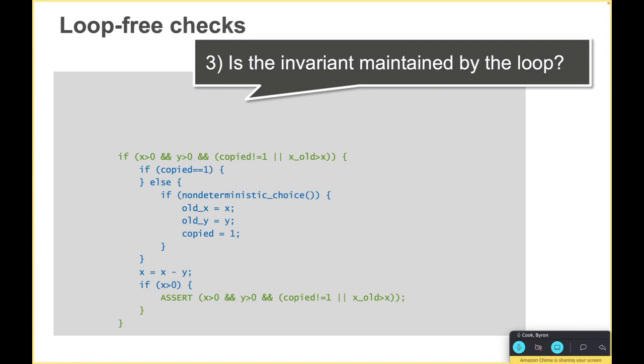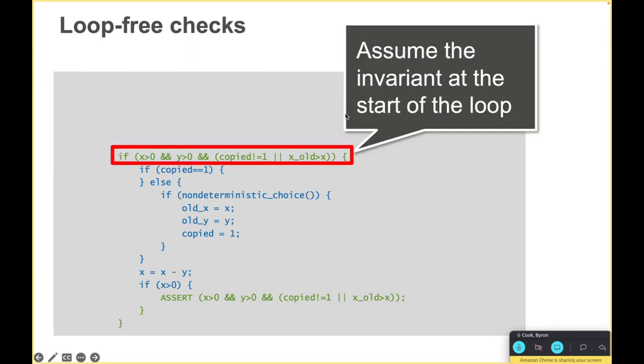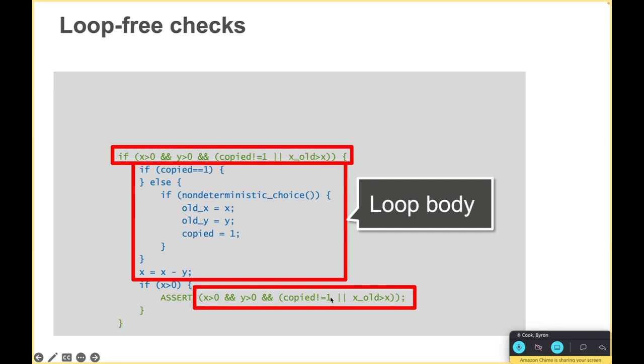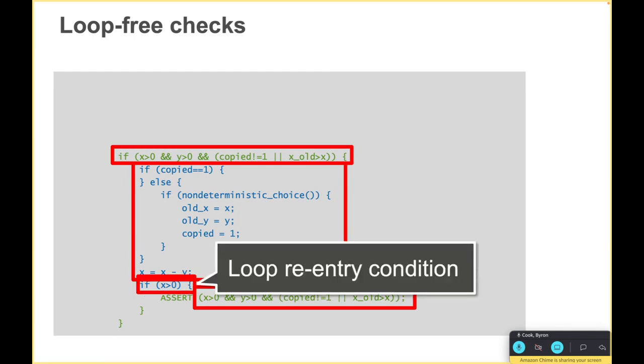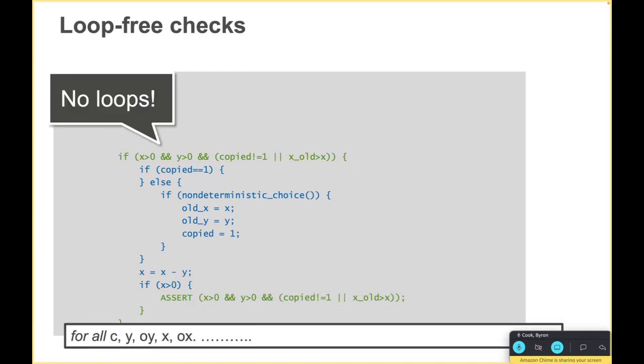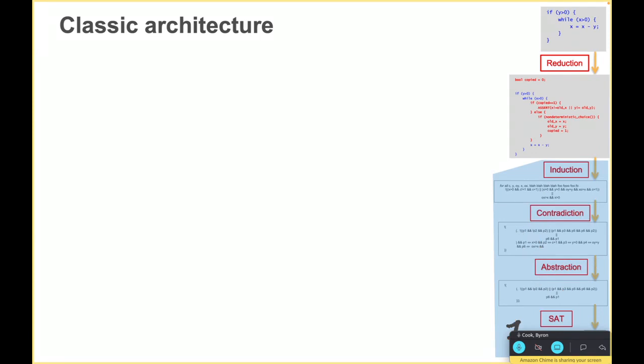And then the third bit is, is the invariant maintained by the loop. And so here I've written a little loop-free program that basically establishes this. So we assume the invariant at the start, we check the invariant at the end, and we copy the loop body and the loop reentry condition in. And again, there's no loops, and again we could call an SMT solver there.